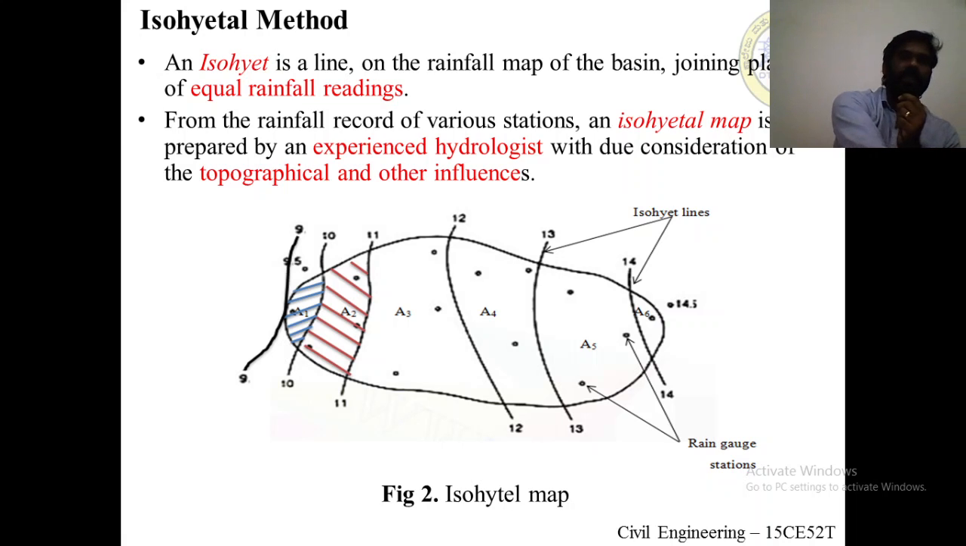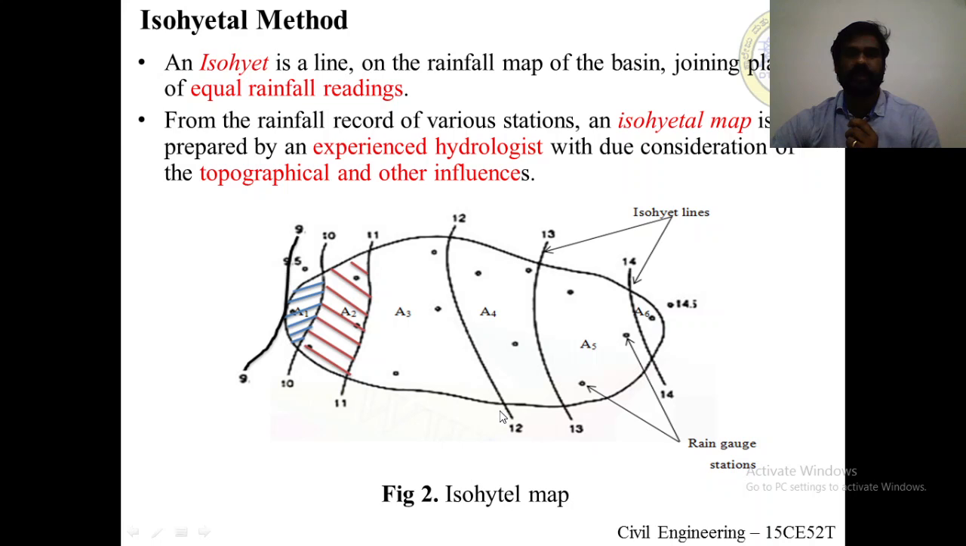See, let's see how this isohyet line is drawn or the isohyetal map is prepared. For that we need a catchment area map and rainfall records of various stations, and we need an experienced hydrologist who will study all these rainfall records and the other topographical features of the catchment area, and he will draw the isohyet lines.